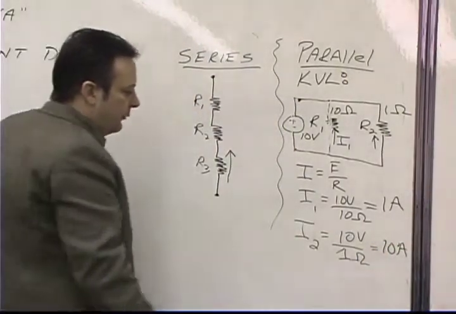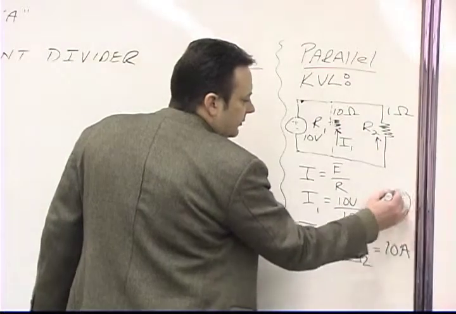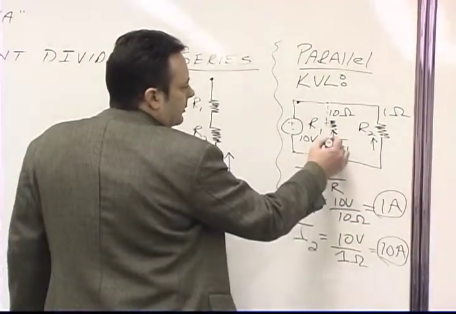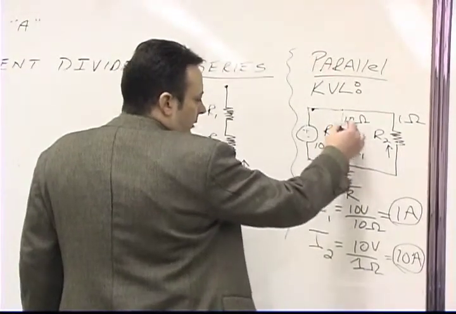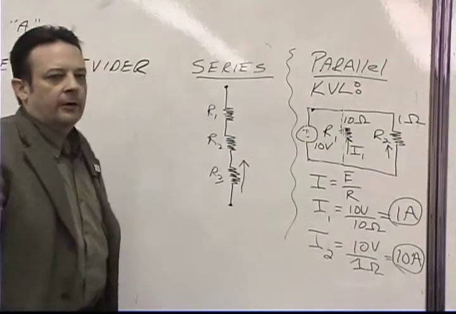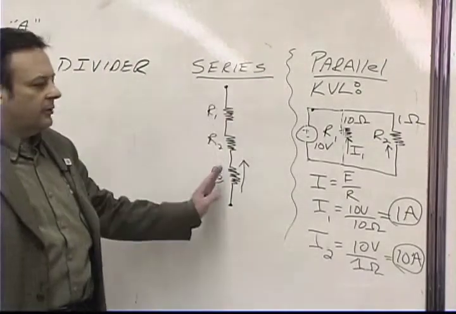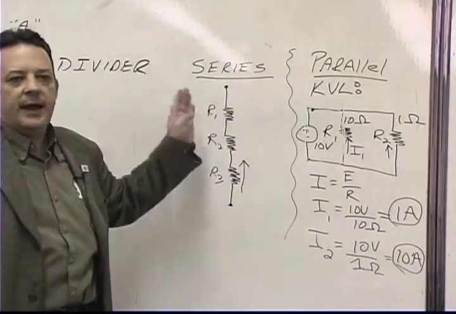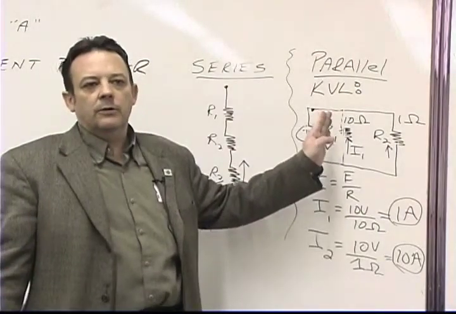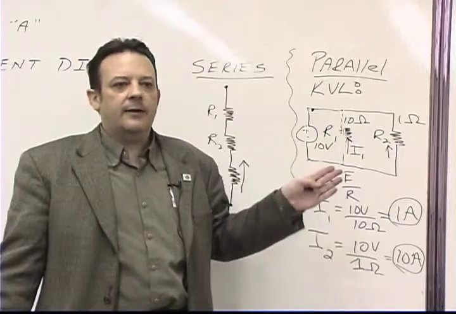So obviously, if we look at these currents, 1 amp and 10 amps, they're different. The current flowing through here is not the same as the current flowing through here. Whereas in a series circuit, the current flowing through each resistor has to be the same, in a parallel circuit, the current flowing through every load does not have to be the same.